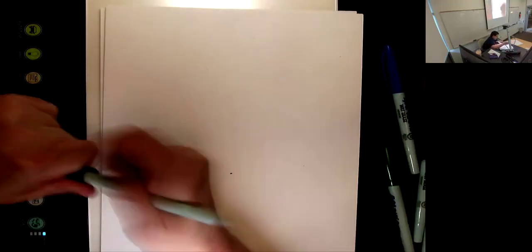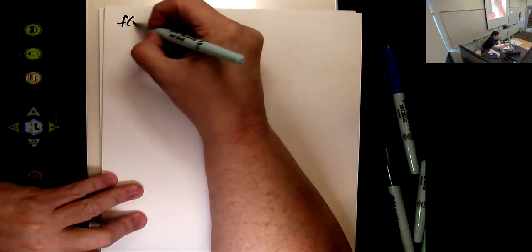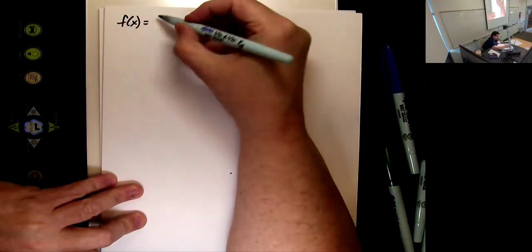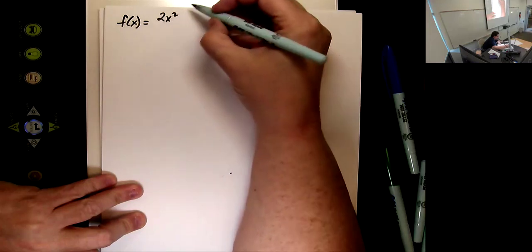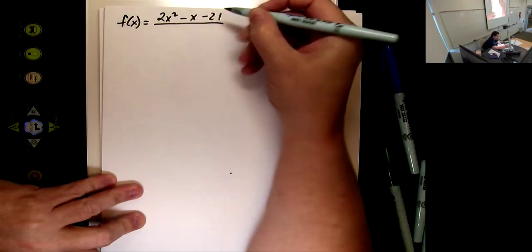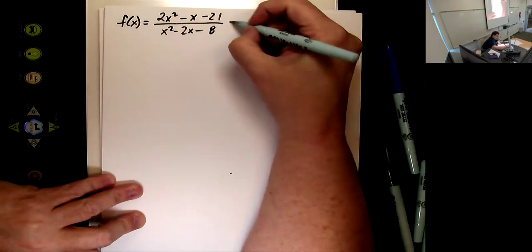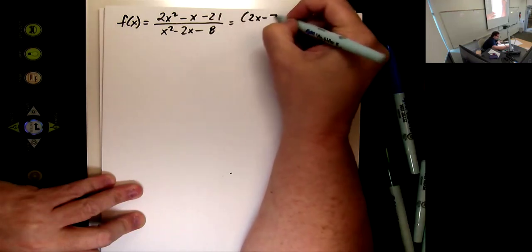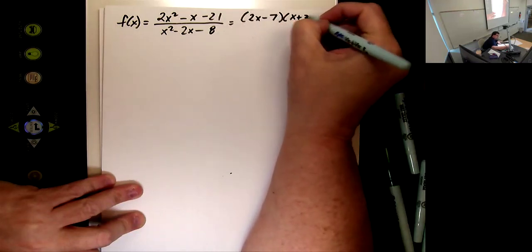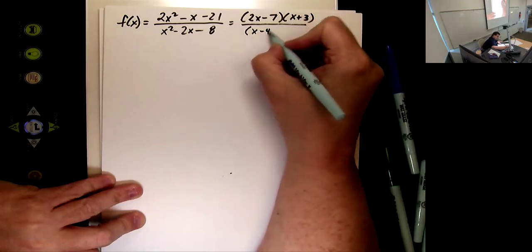Alright. Next problem. F of x equals 2x squared minus x minus 21 over x squared minus 2x minus 8. This should factor to 2x minus 7 and x plus 3, and this is x minus 4, x plus 2.